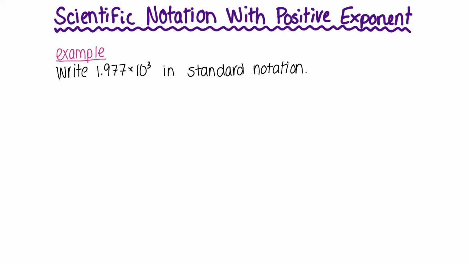When you're going from scientific notation to standard notation, and this one right here is already written in scientific notation, that's what I was just talking about. You could put 1.977 times 10 to the third in your calculator and it will work, but let's talk about doing it by hand because it's not that bad. If you have a number in scientific notation and this exponent is positive, that means you're making the number bigger. So positive exponents on 10 make numbers bigger. Negative exponents on 10 make numbers smaller.